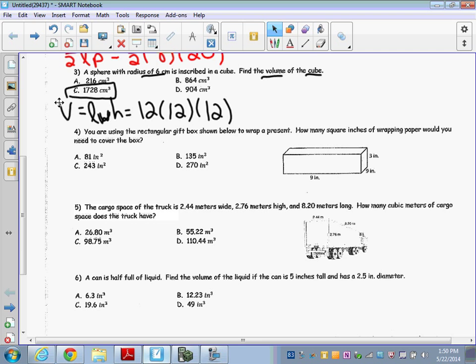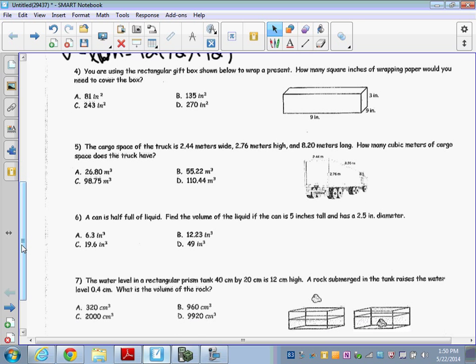All right, let's take a look at number 4. It says you are using the rectangular gift box shown below to wrap a present. How many square inches of wrapping paper would you need to cover the box? So a hint here is square inches of wrapping paper. So remember, we told you that surface area was just like wrapping a present. Volume was like filling something up. So I always use the example that surface area would be like the amount of cardboard on a milk carton, where volume would be the amount of milk that's in the milk carton. That's the difference between surface area and volume.